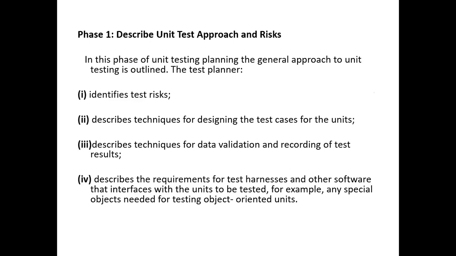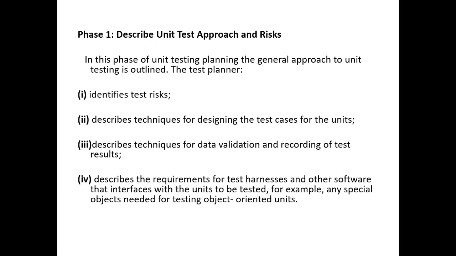Here, three phases are available. First phase is to describe unit test approach and risk. In this phase of unit test planning, the general approach to unit testing is outlined. The test planner identifies the test risk. Next, describe techniques for designing the test cases for the units. Next one is to describe techniques for data validation and recording of test results. Final one is the fourth one.